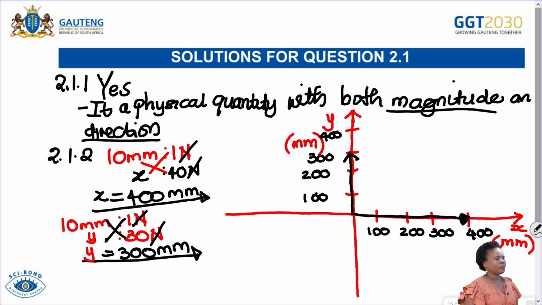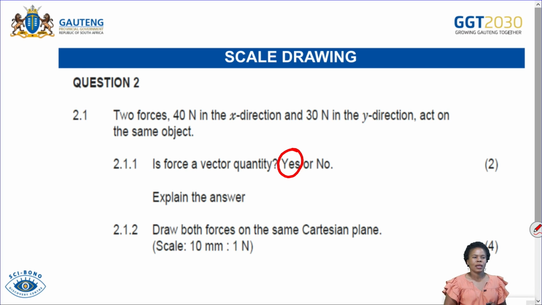Okay, so let me just write it slightly bolder so that it is more visible. You don't leave it like this. You therefore label. Let's make this one F1, which is equal to the first one. And then we've got 40 newtons and 30 newtons.